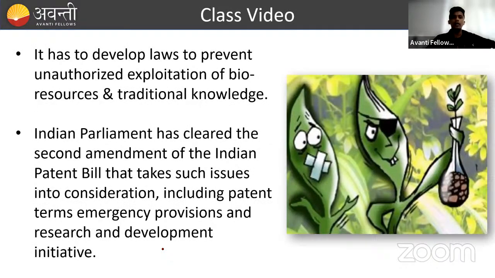Understood? So these things should be prevented: unauthorized exploitation of biological resources and traditional knowledge. That is why, for example, in our country, the Indian Parliament passed a bill, the second amendment, on the Indian Patent Bill. In this amendment they include the patent terms, what the terms should be to get a patent, and what the emergency provisions are whenever someone tries to breach a patent.